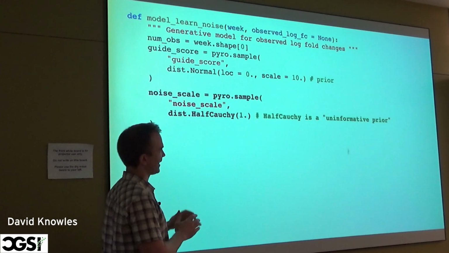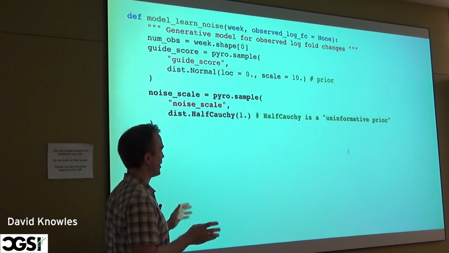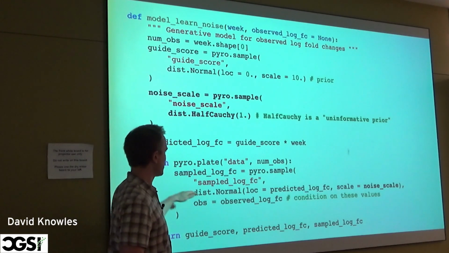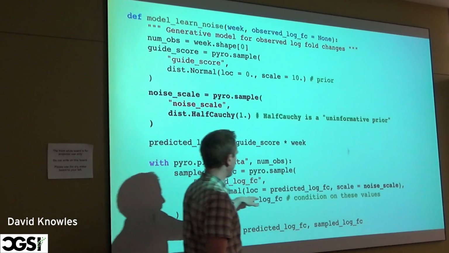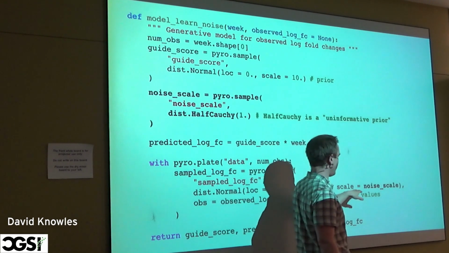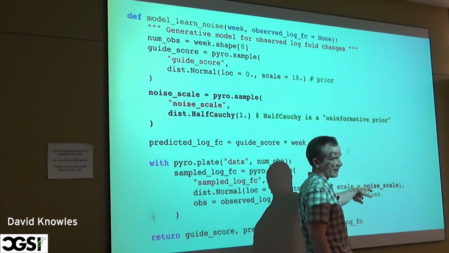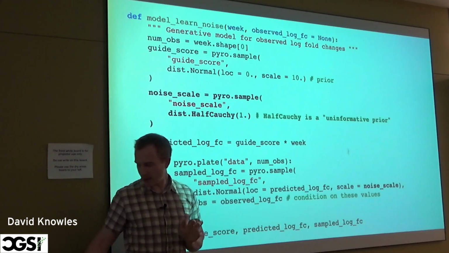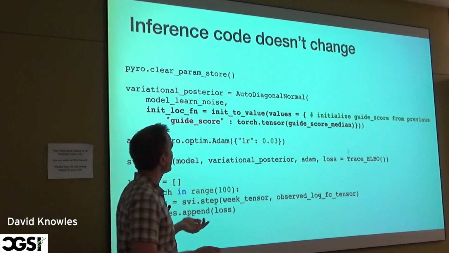Half Cauchy is recommended by a lot of people, so we'll go with that. And the only thing we need to change in the likelihood is this: before, if you remember, we set the scale equal to 0.1. Now we're going to set it equal to this parameter. So we didn't have to change the model very much, and we really don't have to change the inference code barely at all.